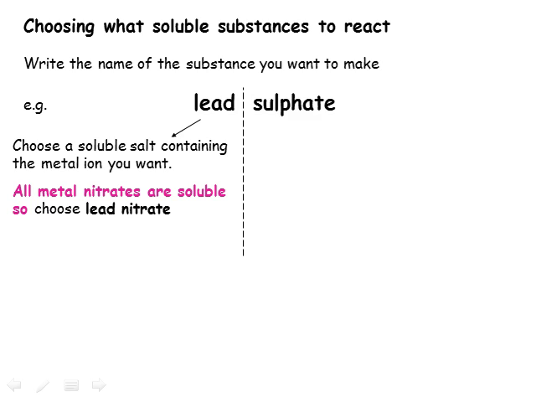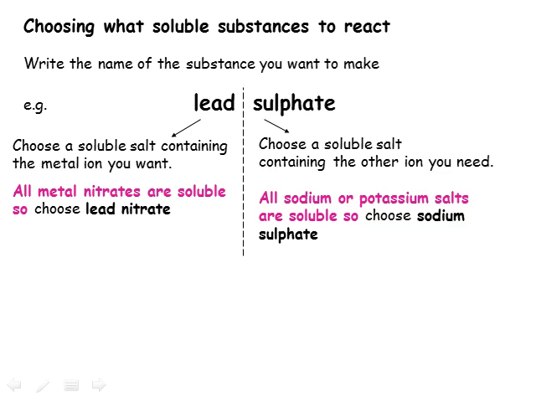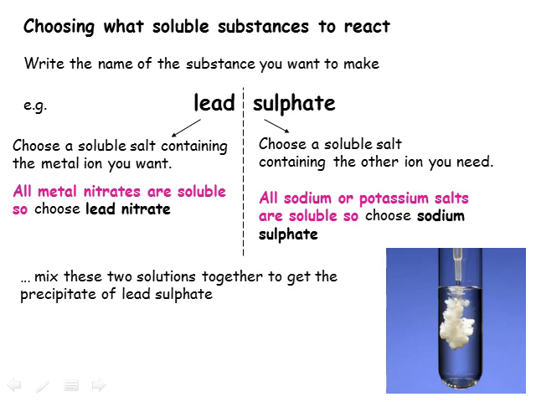One of our soluble salts has to provide the lead ions, so we look at our solubility rules and note that all nitrates are soluble, so we choose lead nitrate as our first soluble salt. The other soluble salt has to provide the sulfate ions, so we use our solubility rules to choose any soluble sulfate, such as sodium sulfate. Now we mix those two solutions together, and the lead and the sulfate ions react and produce the precipitate of lead sulfate we wanted to make.